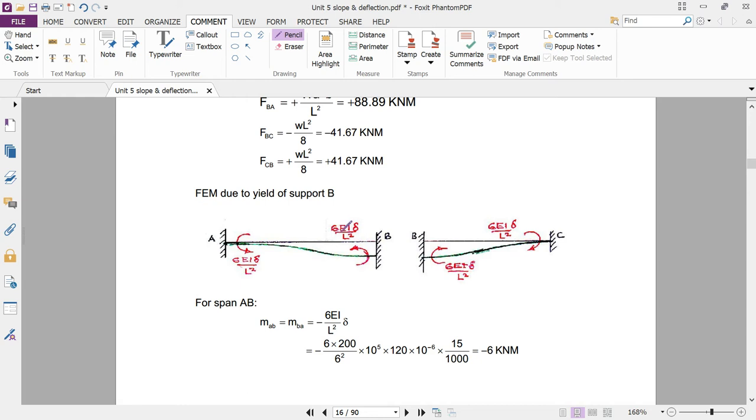Okay, so here it will be 6EIδ/L², here also 6EIδ/L², and here as it is clockwise it will be clockwise 6EIδ/L². So whatever the effect we are providing here, the same effect with the same magnitude and same sign convention has to be transferred to the farther end.